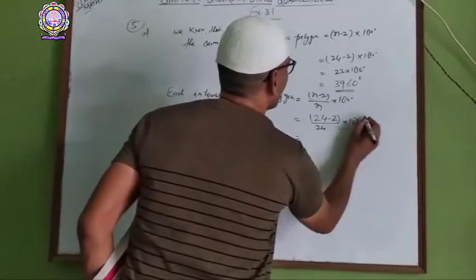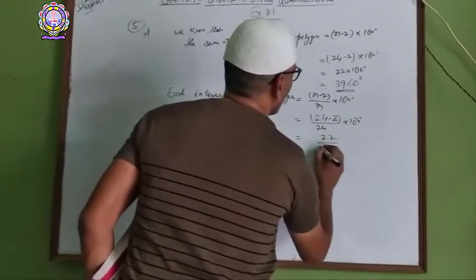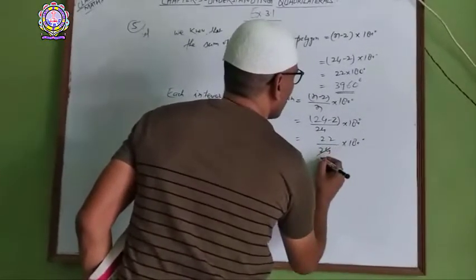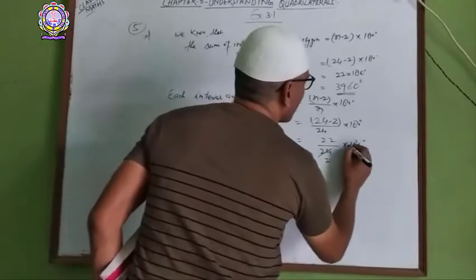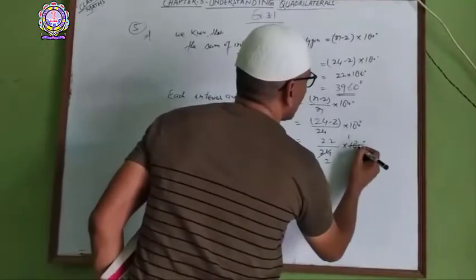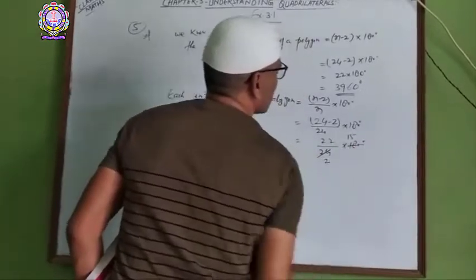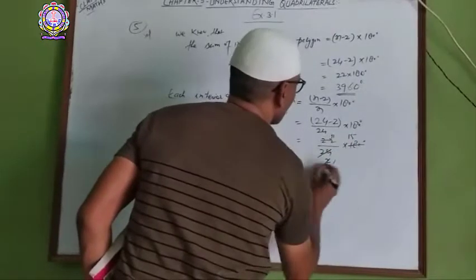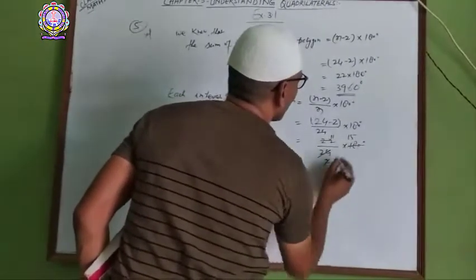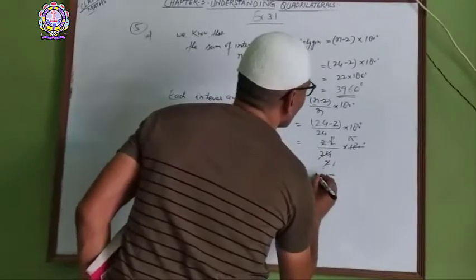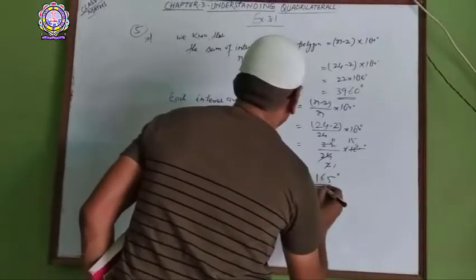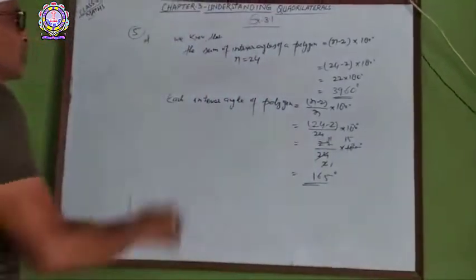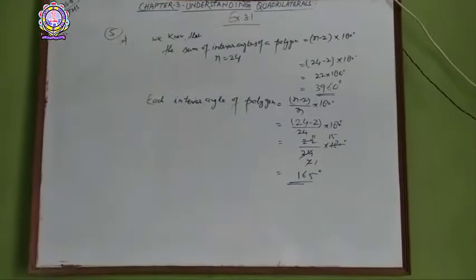This will be equal to 22 upon 24 into 180 degrees, and 12 twos are 24, 12 ones are 12, 12 fives are 60, and 2 ones are 2, 2 elevens are 22, 15 ones are 15. Therefore, each interior angle of that polygon will be 165 degrees. Okay, write down this answer.